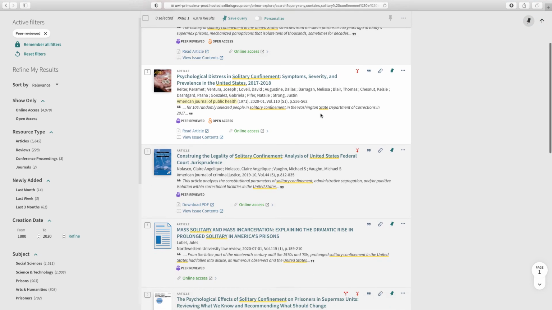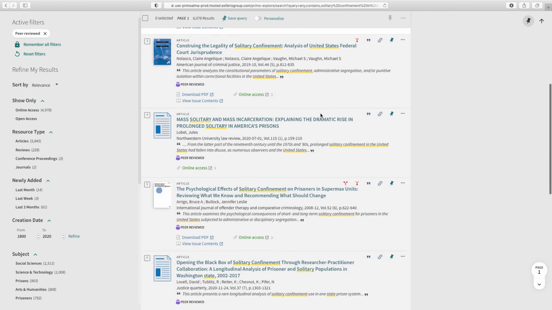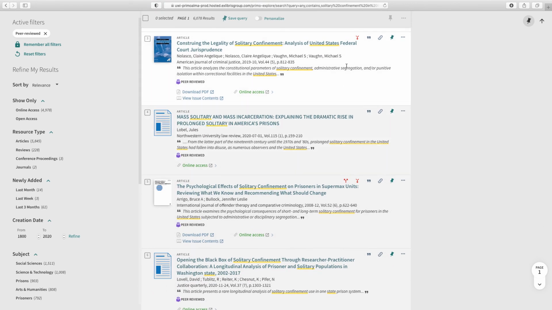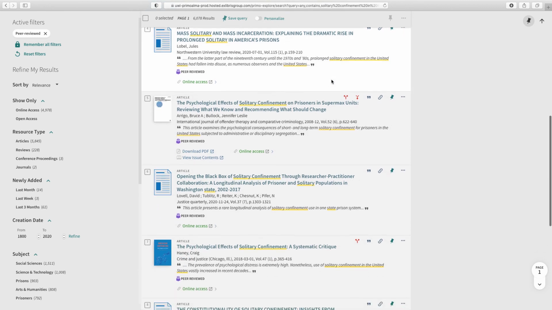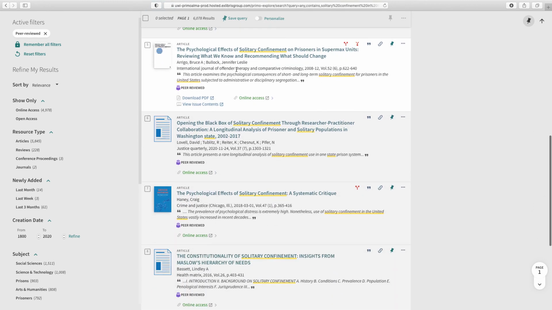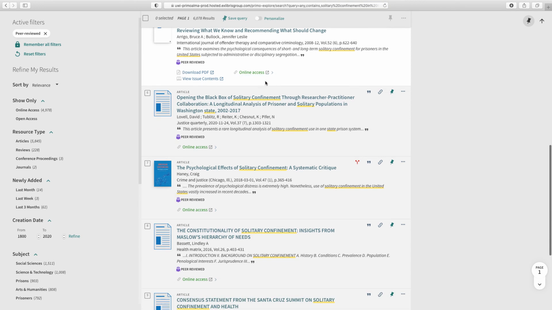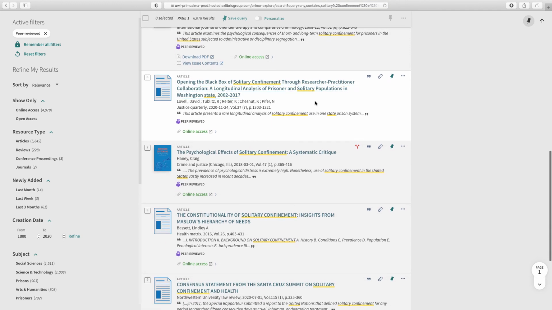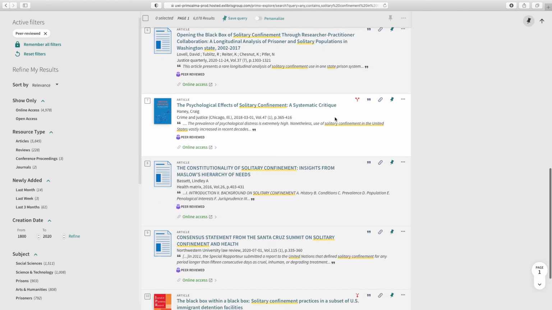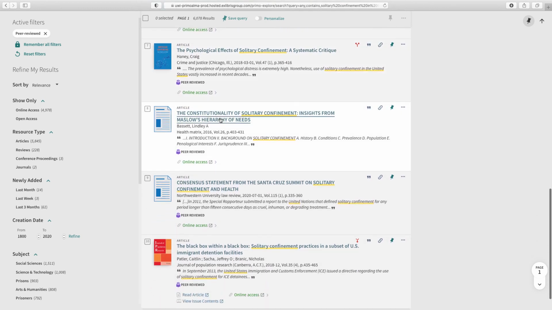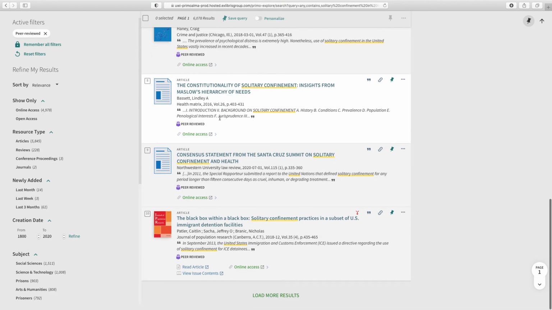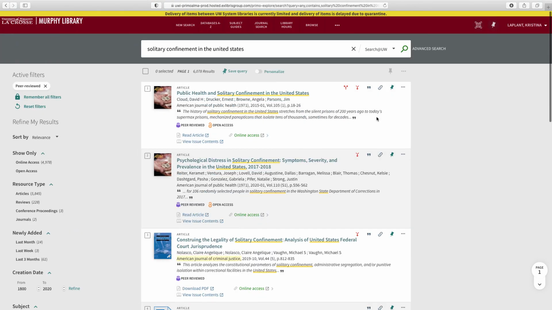We can keep scrolling down. What do we got? Constraining the legality of solitary confinement. Okay, that's published in the American Journal of Criminal Justice. So you might want to check out that journal specifically to see what type of things they're publishing. And just keep scrolling down. Look at what the articles are, what the topics are, and the journal that they're being published in, and that should really get the wheels moving for you on finding those sources that are really going to help you write your literature review, and get an idea of what people have already written about.